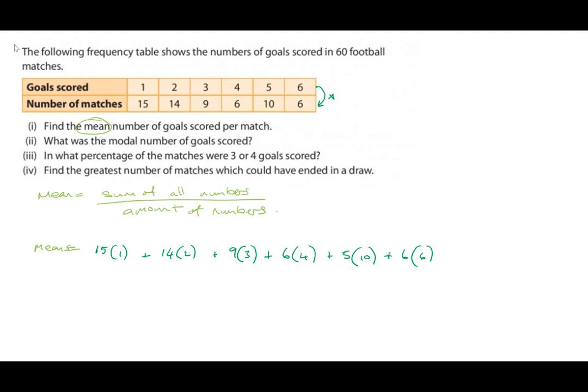Okay, so number of matches: there were 15 matches in which 1 goal was scored, so that's 15 goals. There's 14 matches in which 2 goals were scored. So that's a total of 28 goals across those 14 matches. In 9 matches, there were 3 goals scored. So that doesn't account for 18, that accounts for 27.